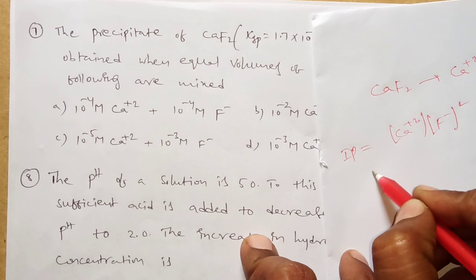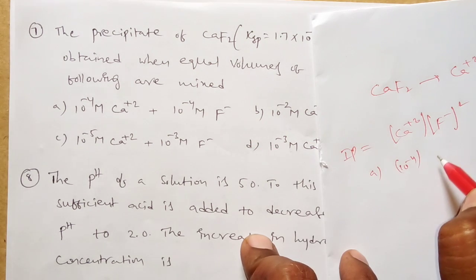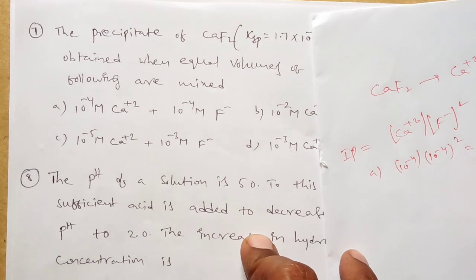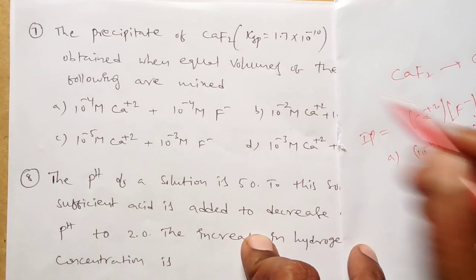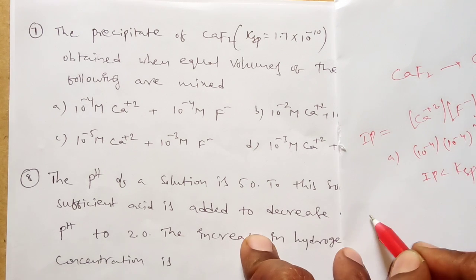So identify their ionic products. Ionic product of CaF2 equal to Ca plus 2 into F minus whole square. In the first option, what will you get here? 10 power minus 4 into 10 power minus 4 whole square. What will you get here? 10 power minus 12. Is it more than Ksp or less than Ksp? It is less than Ksp. So in the first option, ionic product is less than solubility product. Look at the second option.